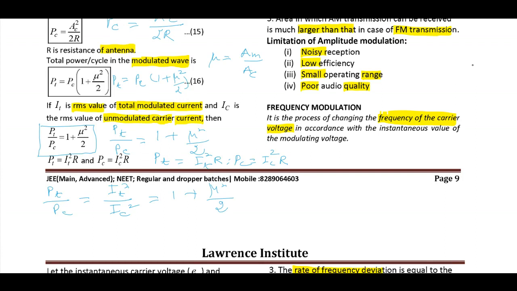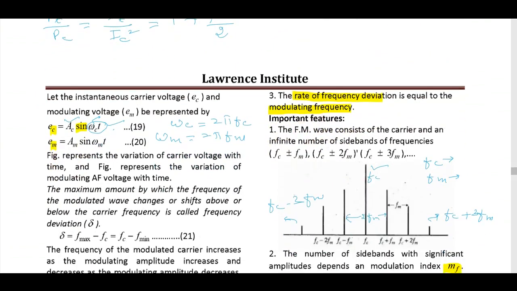The topic of this lecture is frequency modulation. As I have already told you, there are three parameters in a wave. For example, we have this wave EC, which is the carrier wave. EC is the carrier wave. This has three parameters. One of the parameters is this AC.